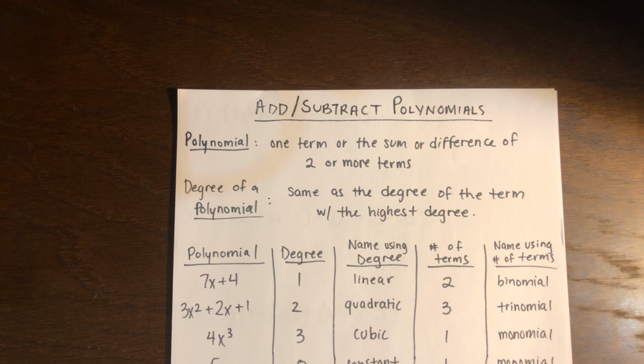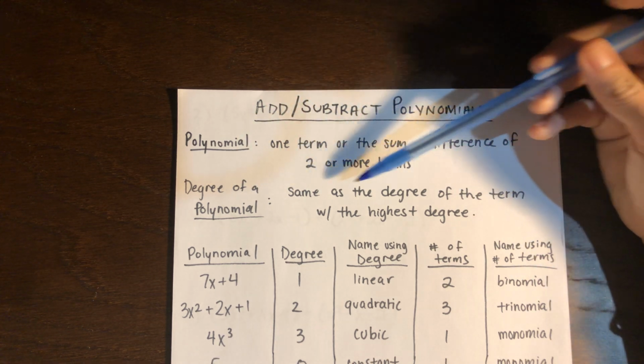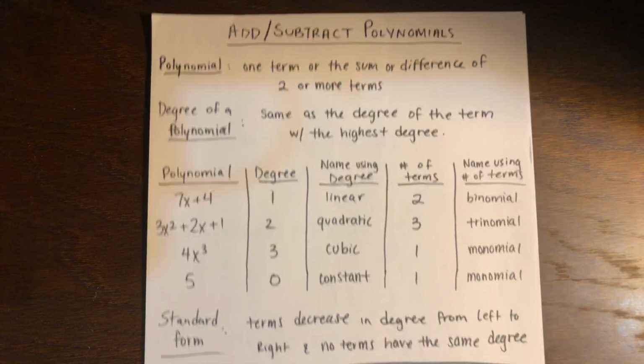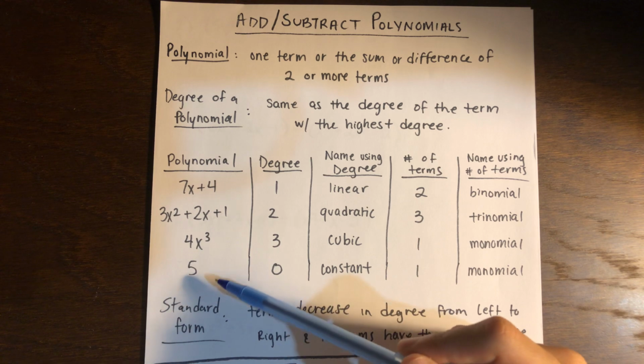So what is a polynomial? It's one or the sum or difference of two or more terms. The degree of a polynomial is the same as the degree of the term with the highest degree. And I'm going to explain what that is right here. So, we're given a bunch of examples. We're given 4 examples of polynomials.